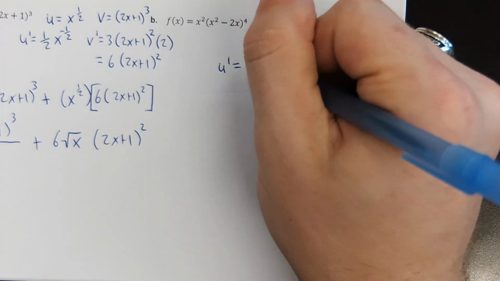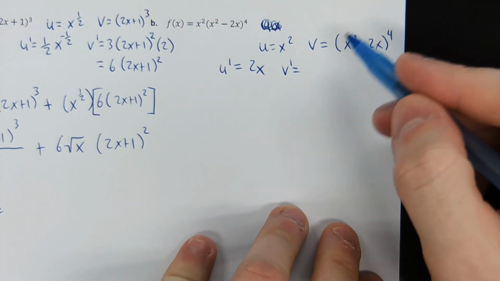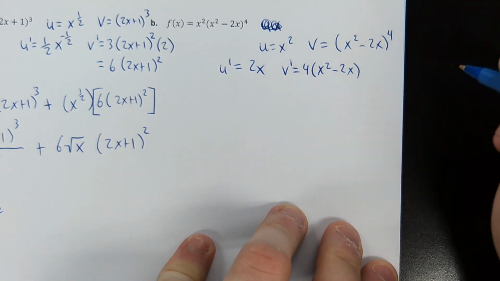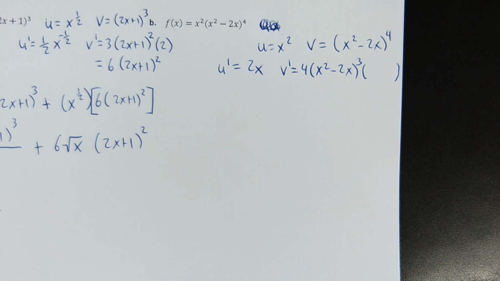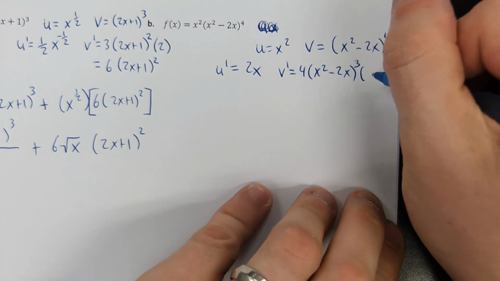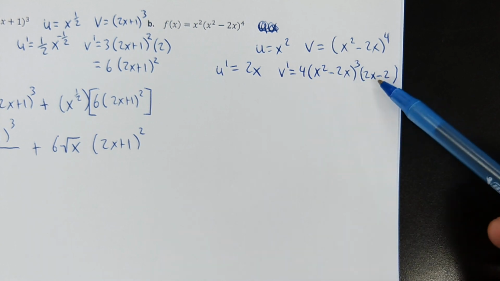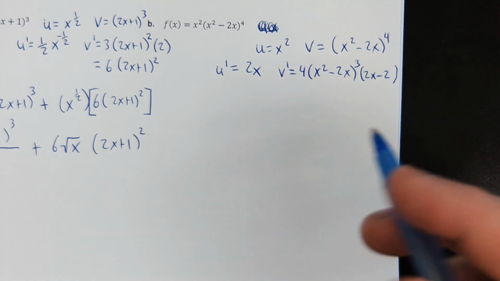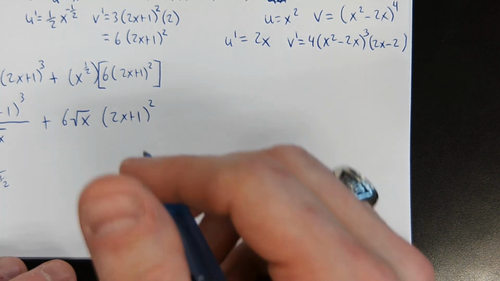Alrighty, so u prime is going to be 2x, and v prime is going to require a chain rule. First thing we're going to do is bring our 4 down to the front. We won't touch the inside. Drop the exponent down by 1. And now we're going to squeeze the derivative of the inside right there. The derivative of x squared minus 2x is 2x minus 2. Now, could we distribute the 4 into here and call it 8x minus 8? We could. I don't think it's worth it though. I'm just going to go ahead and find my derivative, and I'm going to write it down here because I have horizontal space down here.